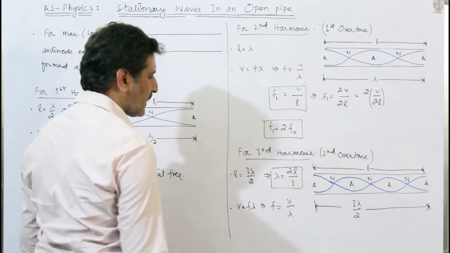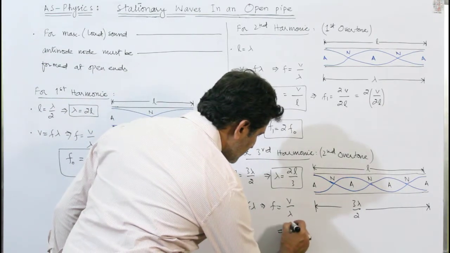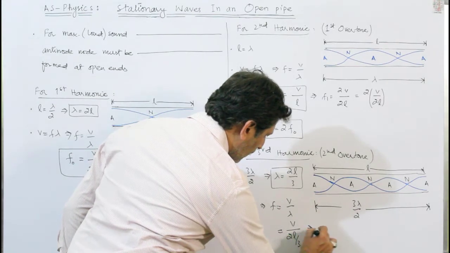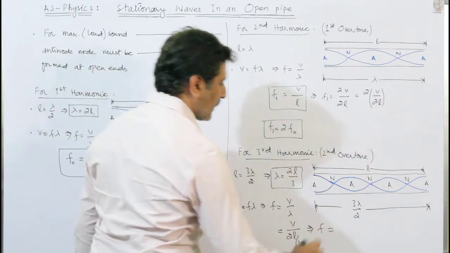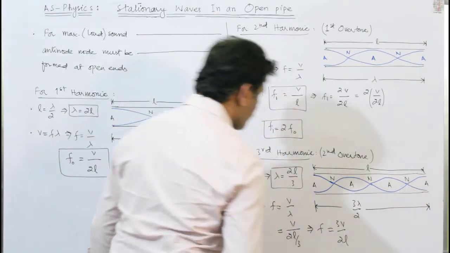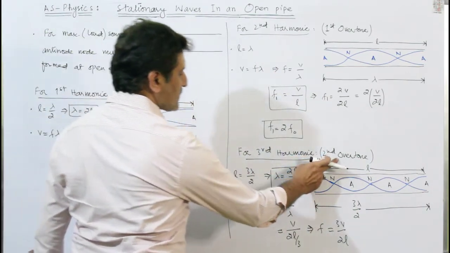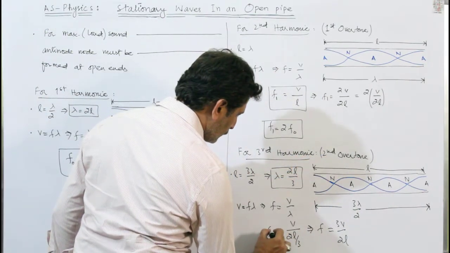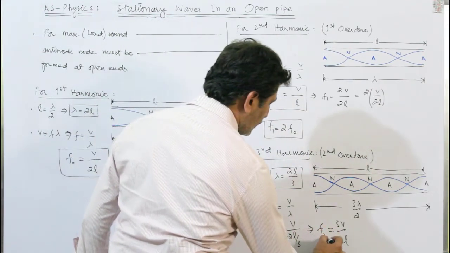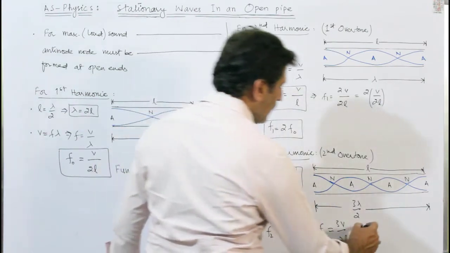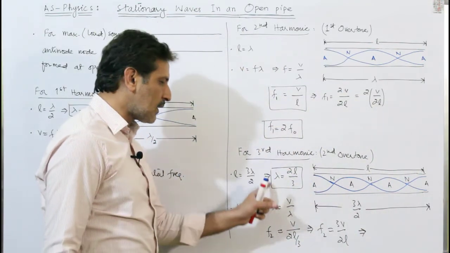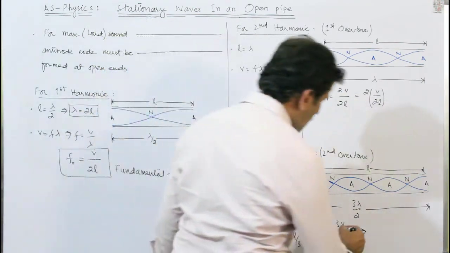Now we will substitute the value of lambda in this equation. So it becomes V over 2L upon 3, and now this frequency can also be written as 3V over 2L. And because we are talking about the second overtone, we can use the 2 in the subscript of F. So it becomes F2, that is equal to 3V over 2L. And now we want to show this frequency of the second overtone or the third harmonic in terms of the fundamental frequency.